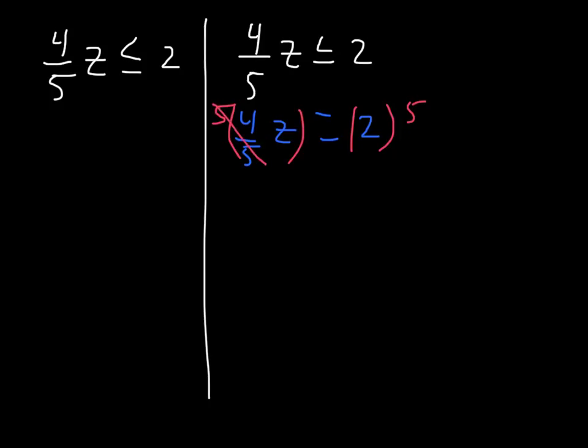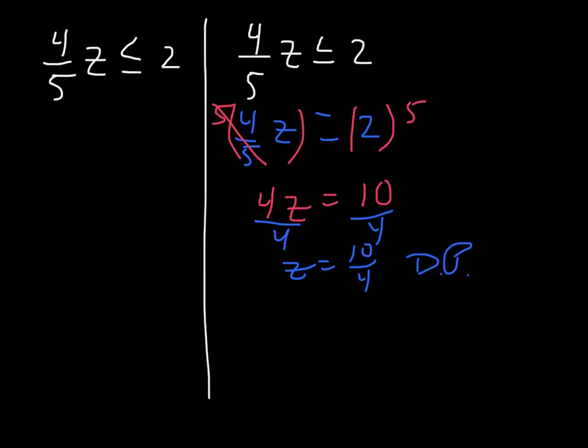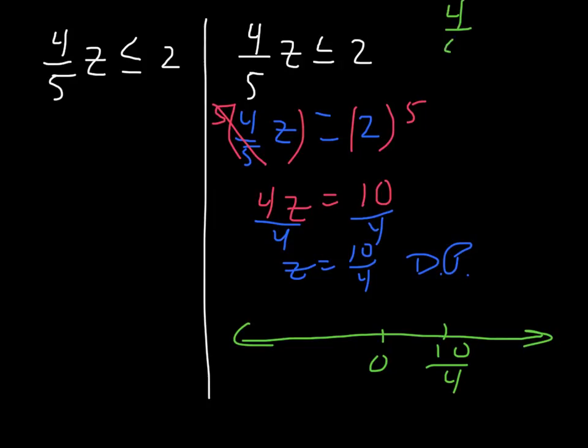So these simplify out, and I'm left with 4z. If you've been doing a good job on your equations, this probably isn't that big a deal to you, but if you've not been working very hard on your equations, then it might be a little bit trickier for you. So last step is divide both sides by 4. So z is equal to 10/4. What I just found was my dividing point. Now I can plot it on my graph. So I got 0 here and 10/4. So now I can come back up here and plug in 0 for z in 4/5 z.